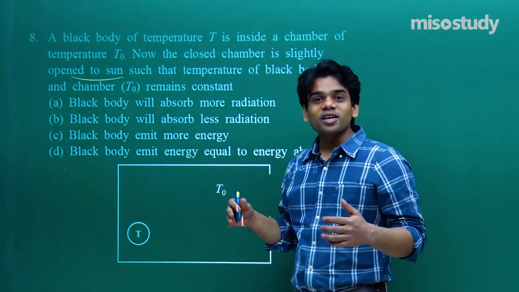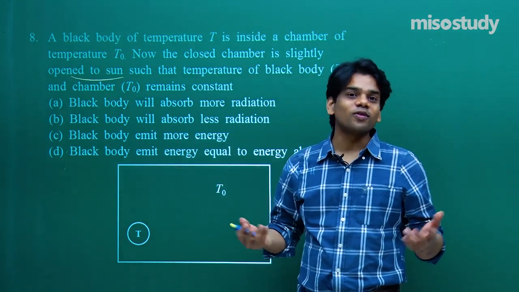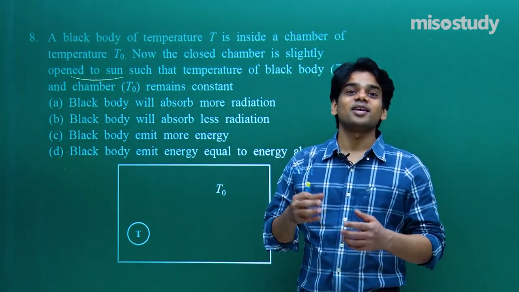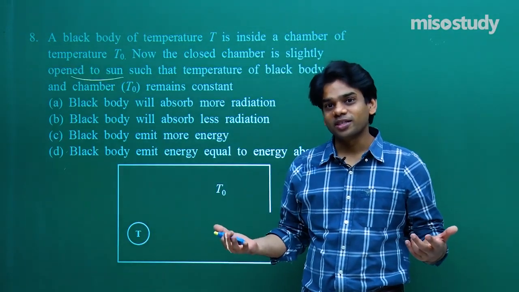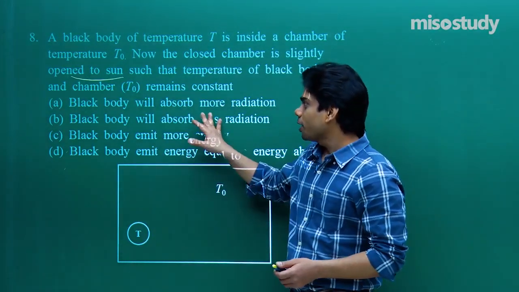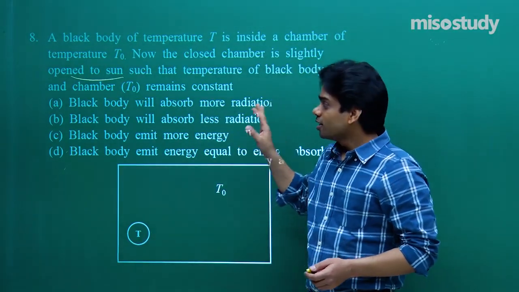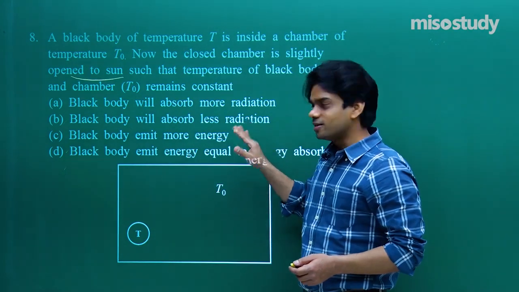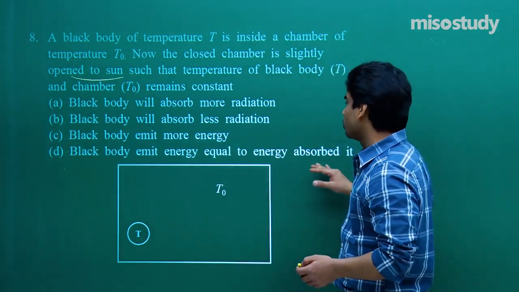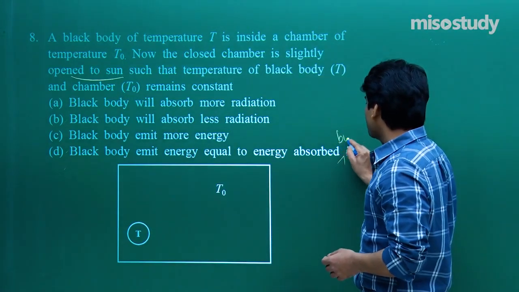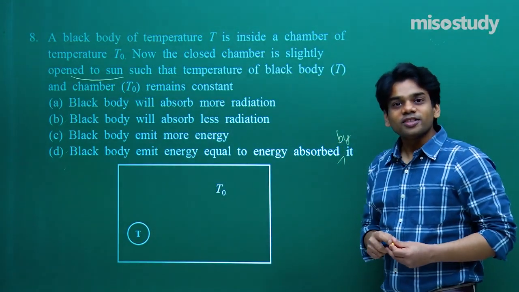Now, if temperature remains constant, we all know what will happen. That means all the amount of heat energy that is incident, the same amount will be radiated. Whatever is incident will be radiated. That is what happens when temperature remains constant. First option A, black body will absorb more radiation. B, black body will absorb less radiation. C, black body emit more energy. D, black body emit energy equal to energy absorbed by it.